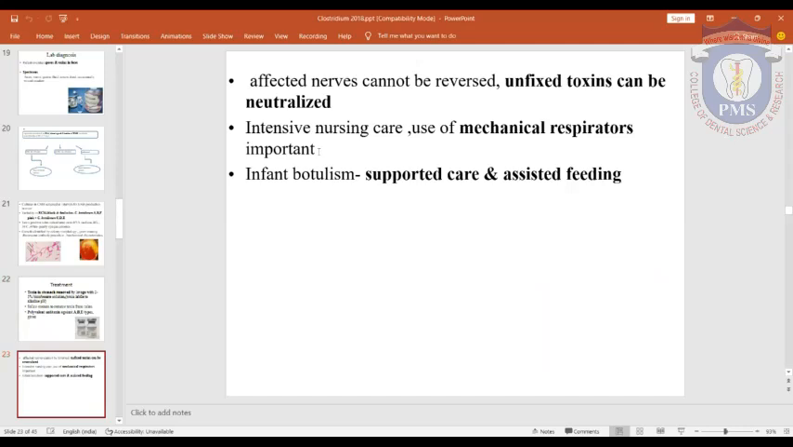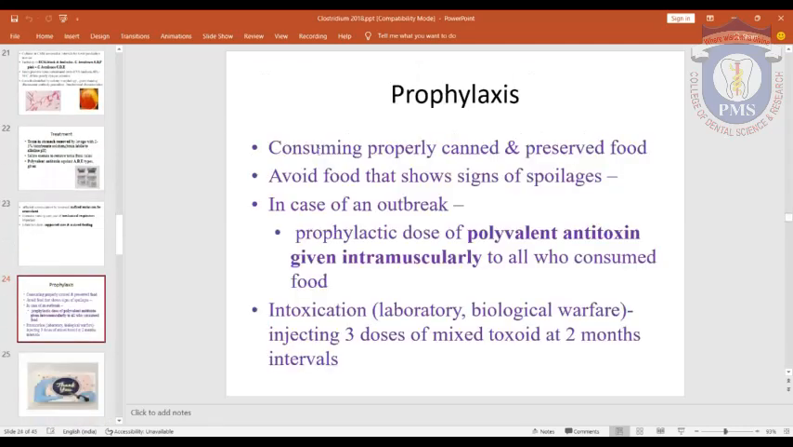Intensive nursing care, use of mechanical respirators, etc. are important. Infant botulism, supportive care and assisted feeding. Prophylaxis, consume properly canned and preserved food. Avoid food that shows signs of spoilage, inflated cans, gas bubbles, abnormal odor, etc. In case of an outbreak, a prophylactic dose of polyvalent antitoxin is given intramuscularly to all who consume the food.